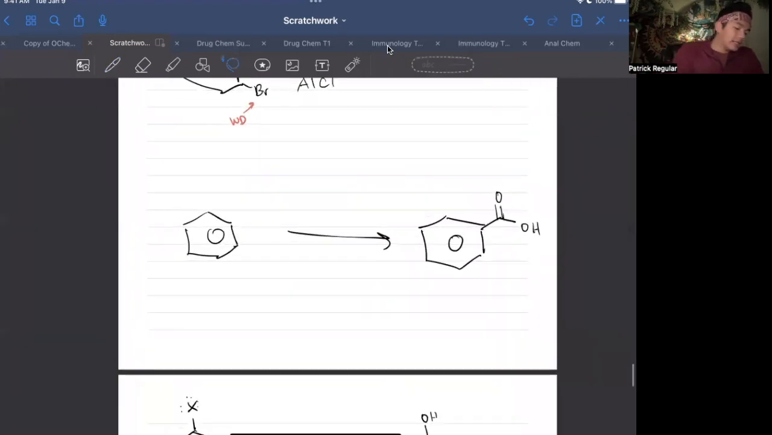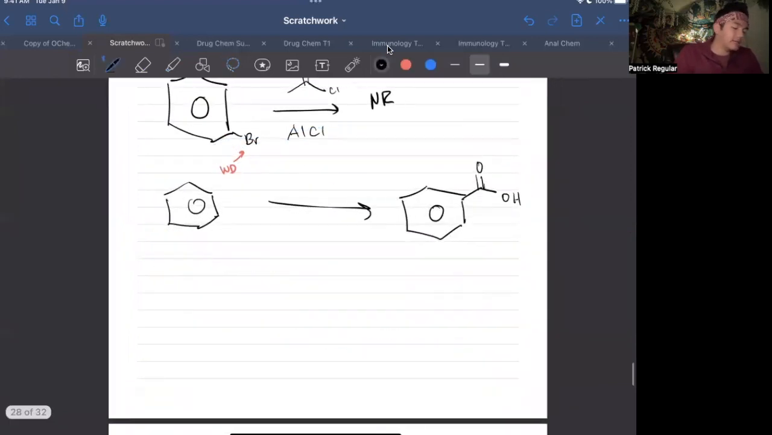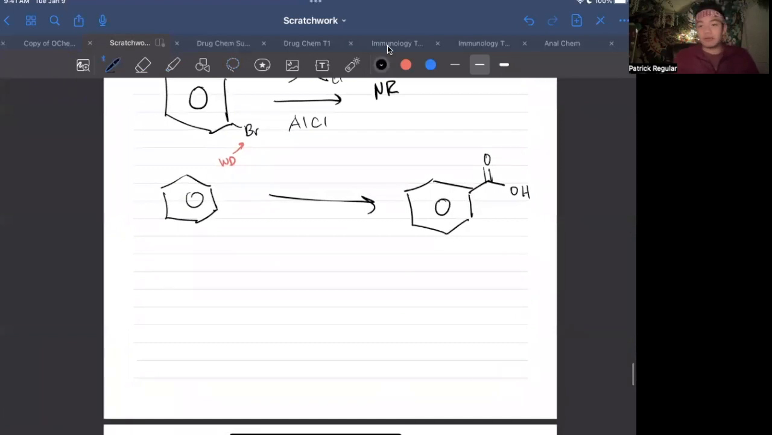Now, let's look at some various methods to make benzoic acid. The first one's pretty common. We can just oxidize something. You'll see these in various forms. The first way is H2CrO4. That's our Jones reaction. Or you could also see KMnO4, heat.